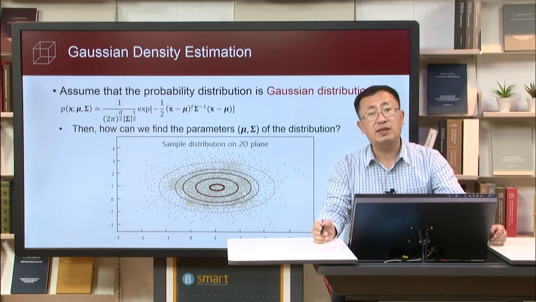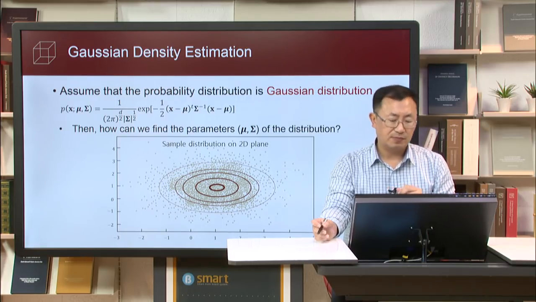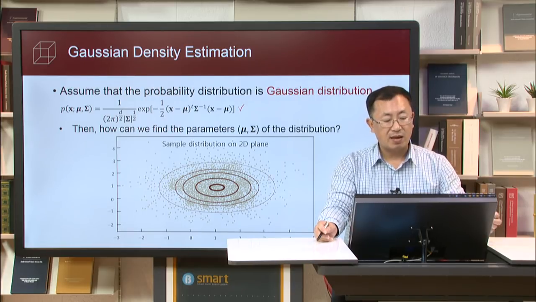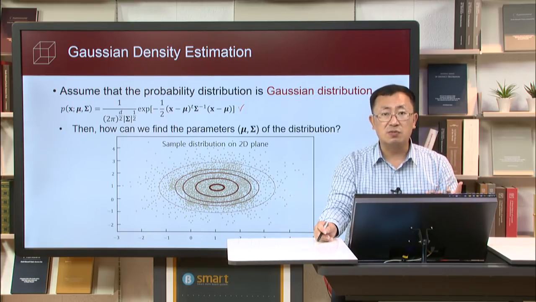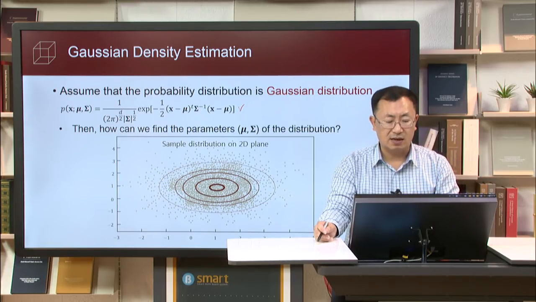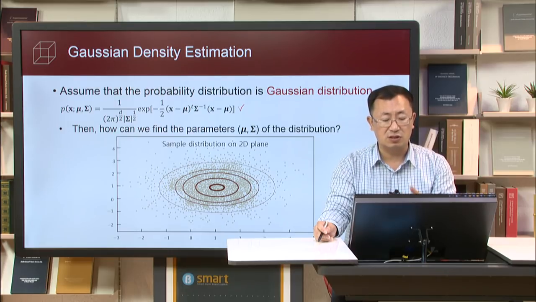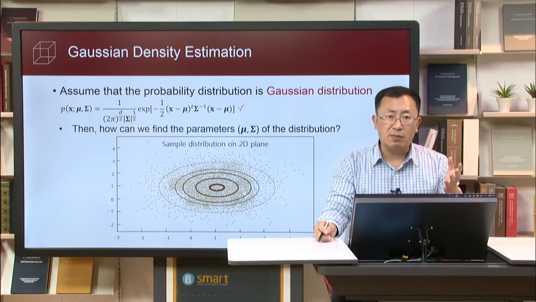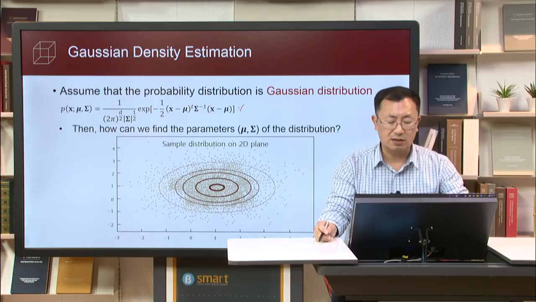All right, so assume that the probability distribution is a Gaussian distribution. This is the PDF for the Gaussian distribution. The question of how we're going to find out the distribution using this data is equal to how we're going to find out the parameters that characterize the Gaussian distribution, which are mu and sigma. So basically, finding the probability distribution is the same as finding the parameters of the distribution, mu and sigma.